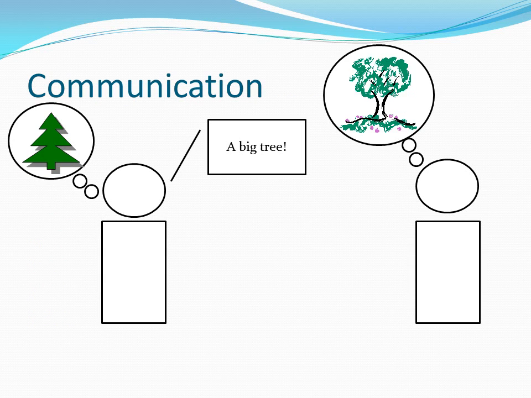So if you take a look at this picture here, we should see the communication process in action and sort of illustrate what I'm talking about. So over here, this guy is our sender. He has an idea in his head. This is his idea right here, this picture of a tree. He wants to communicate that idea to this person over here, who's going to be the receiver. So he takes that idea and he encodes it into a message. In this case, he uses spoken language and says, it's a big tree.